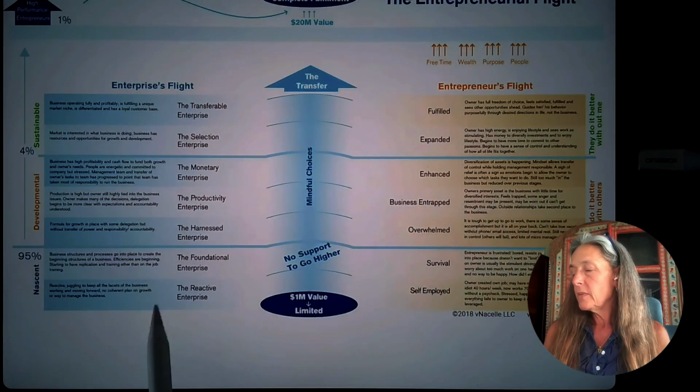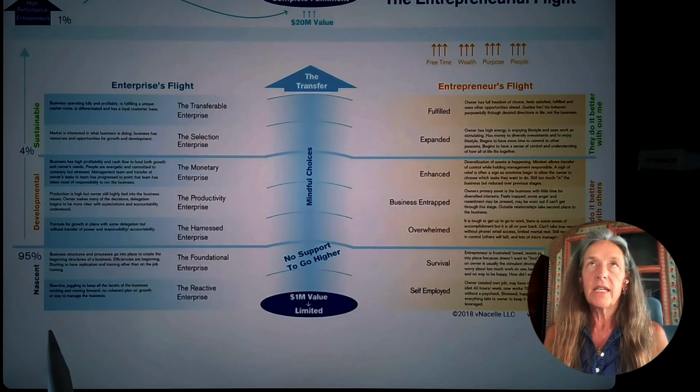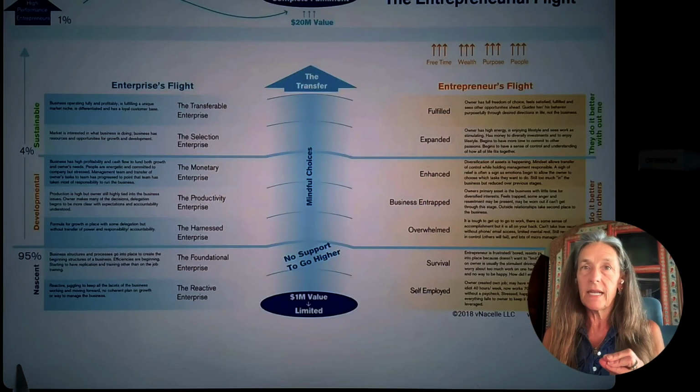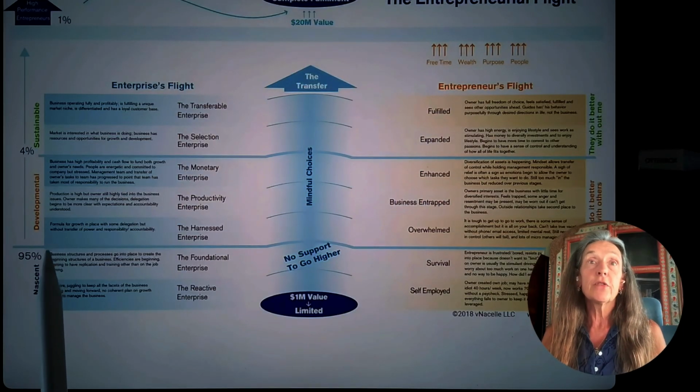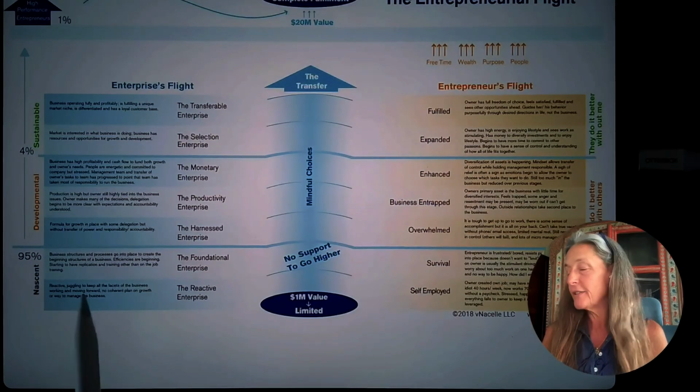Down at the bottom, it's got 3 stages to it. Down at the bottom is the nascent stage, and the nascent stage is the infancy stage. And 95% or more of the businesses stay in this nascent stage. They never grow out of it, so they never cross over this first blue line. I'll tell you what that is in just a minute.